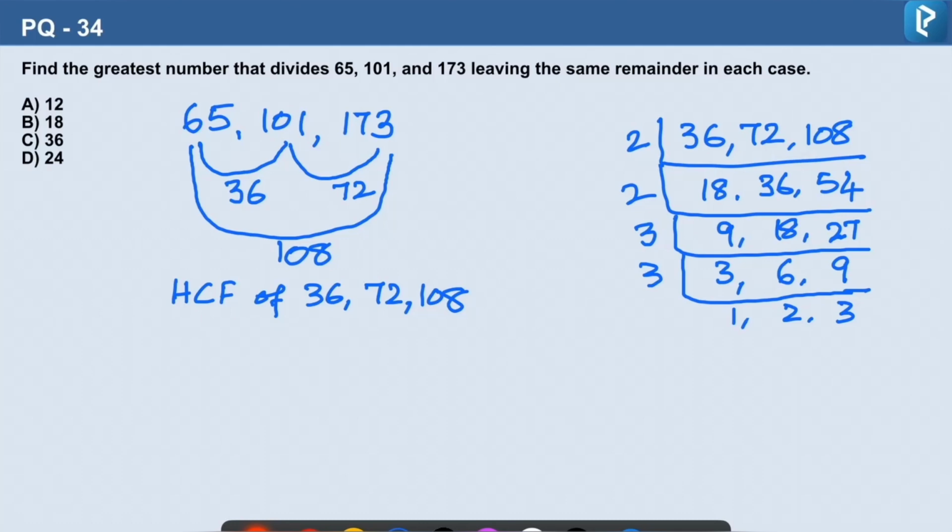Now the common divisors are 2 into 2 into 3 into 3. So 2 twos are 4, 4 threes are 12, 12 threes are 36. So the HCF of all these three numbers is 36. So 36 divides the three given numbers, leaving the same remainder. So that is the answer. Option C is the correct answer.